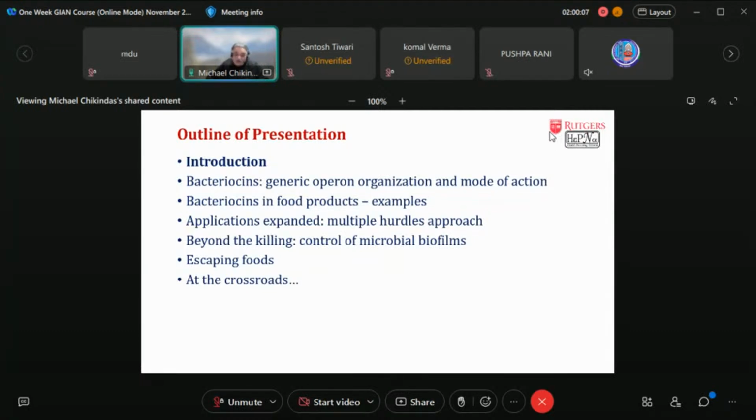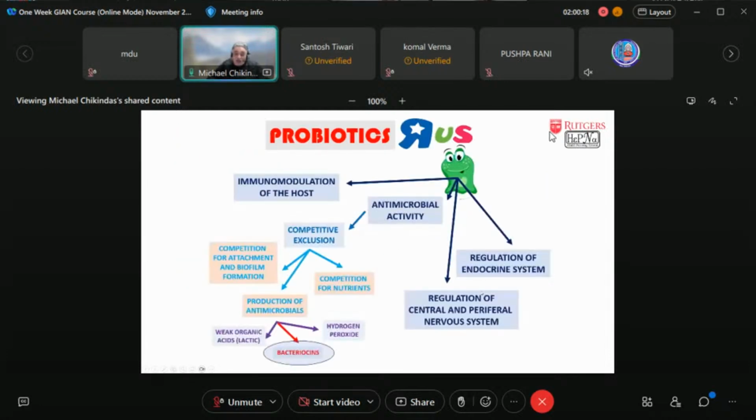We will again escape food, and then we will conclude by talking about the crossroads, challenges, and where we are and what needs to be done. And of course, probiotics, what they do: immunomodulation, regulation of the endocrine system. It's just the last song because we are about to depart. It's a farewell song, if you wish. Regulation of the central and peripheral nervous system, but of course, antimicrobial activity, and that can be done through competitive exclusion, and there are a variety of methods.